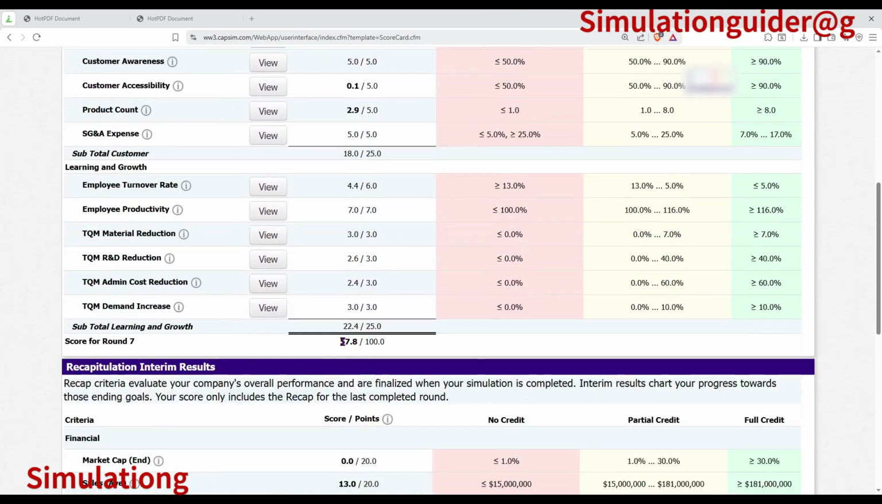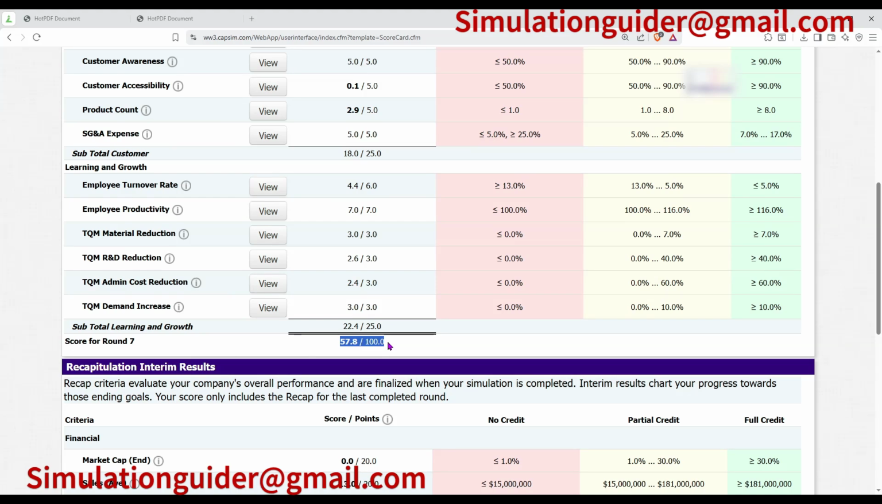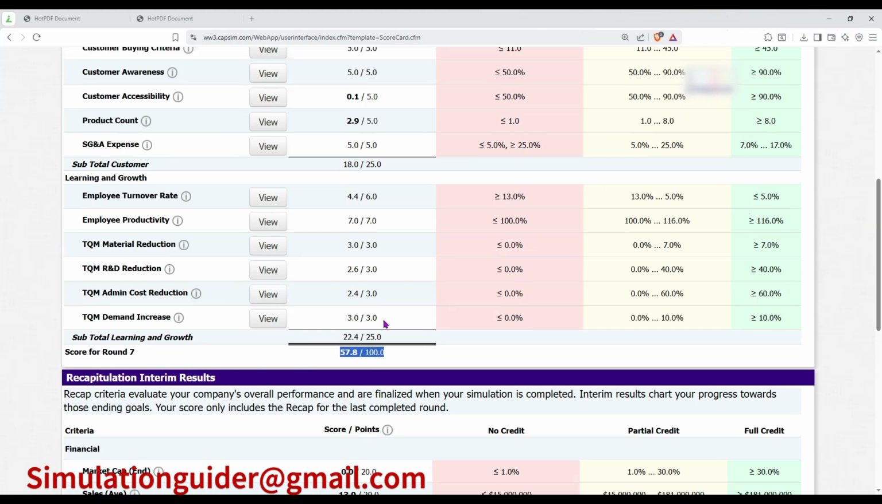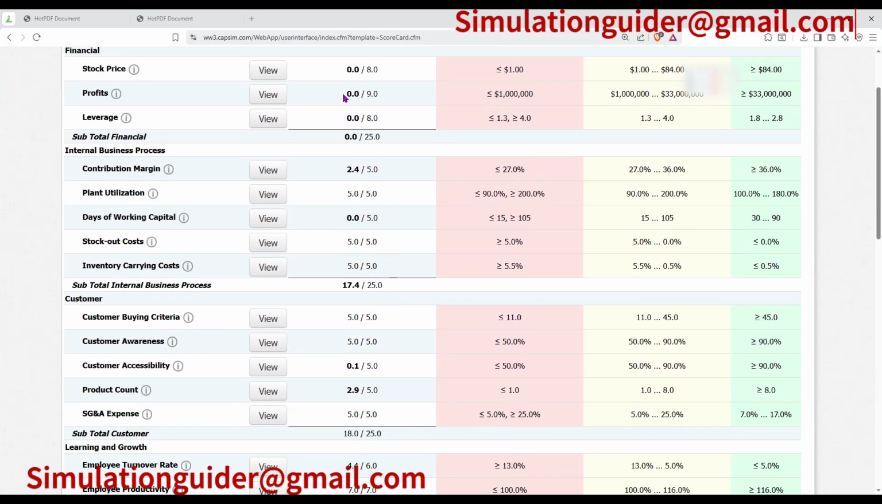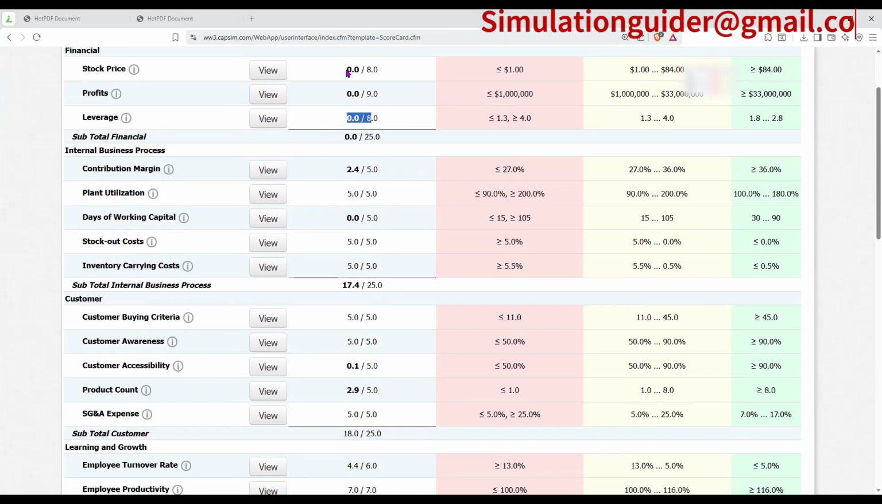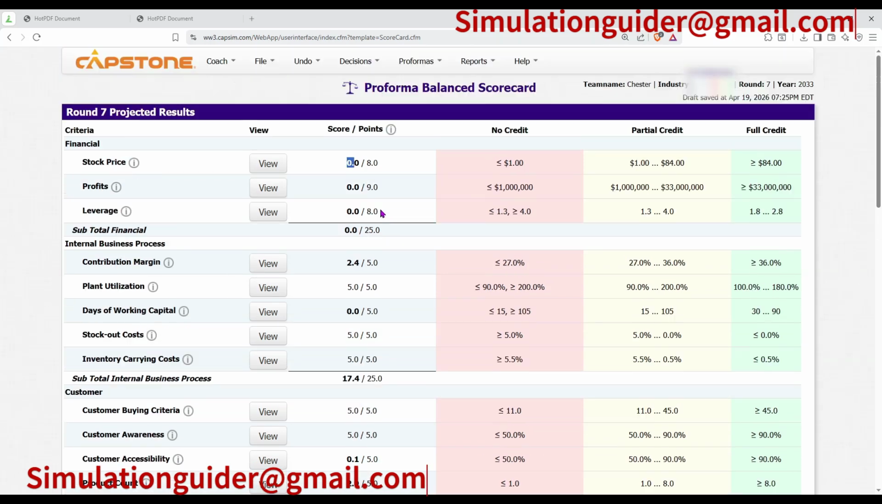At the moment, I've scored 57.8 out of 100, which is quite a fair score considering where the company has been coming from, because we are not making any profits, leverage is zero, stock price is zero, and this is because of the emergency. So don't ever get into an emergency loan because it will mess up your company.